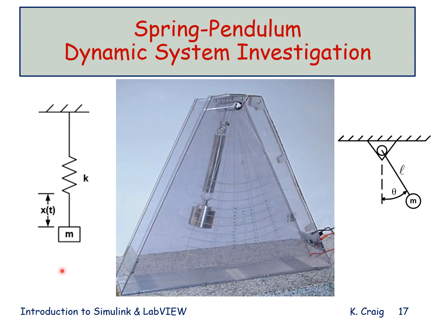The two simplest mechanical dynamic systems are the 1 degree of freedom spring mass system and the 1 degree of freedom simple pendulum system. I can combine these two systems and create what we call the spring pendulum system by replacing the fixed connection of the spring to ground in the spring mass system with a revolute joint. The result is the spring pendulum dynamic system you see here.